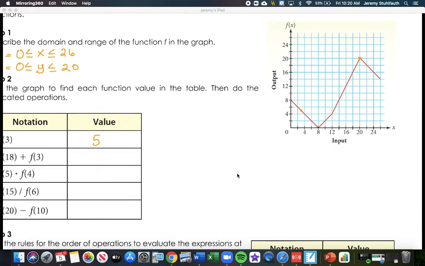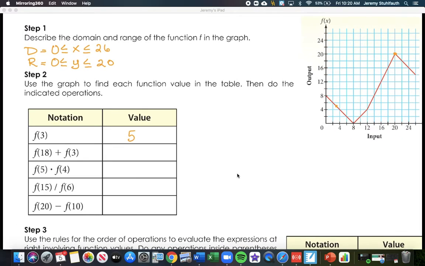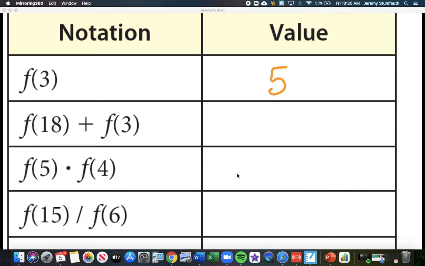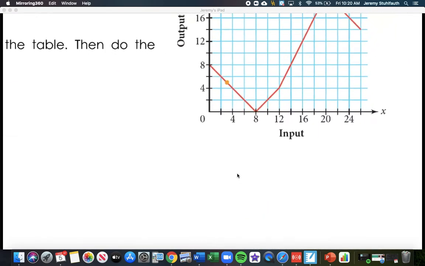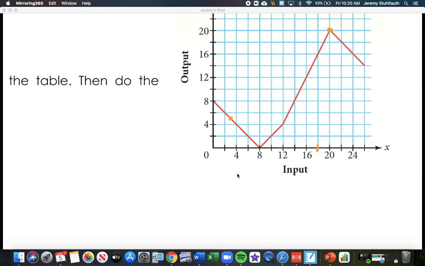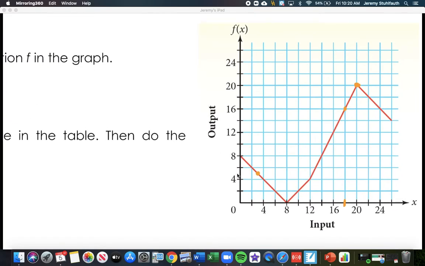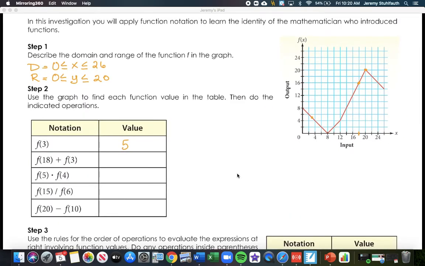f of 18. Again, remember it's asking what is the y value when x is 18. So you come to your graph and you find your x value of 18 right here, because notice it's counting by 2's. And then if you go up on your graph, you see that f of 18 maps to 16. So 16 plus f of 3, which we said was 5. So 16 plus 5 is 21. So f of 18 plus f of 3 is equal to 21.